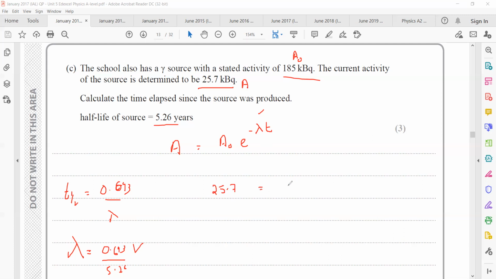So 25.7 and A naught, the original activity, is 185. I'm not converting kilo, because I have to take a ratio. That's why the unit conversion does not make a difference. What is the answer here? 0.693 divided by 5.26 is 0.132.